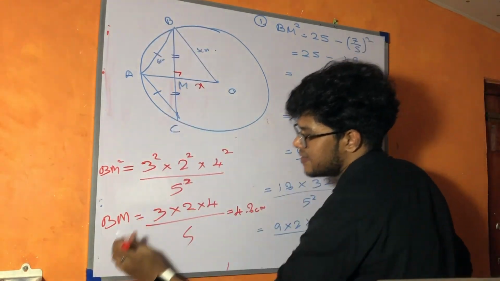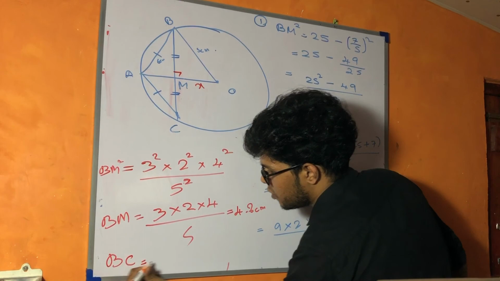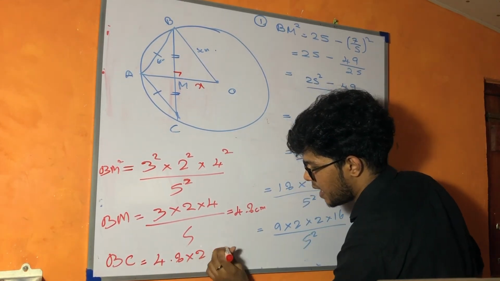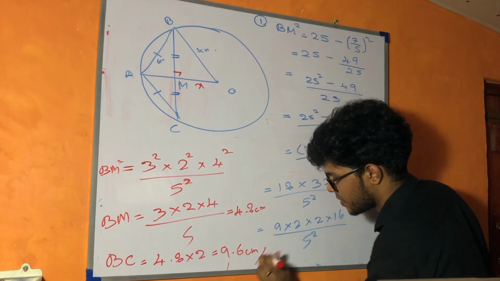So you know BC is going to be twice of that, 4.8 into 2, which is 9.6 centimeters. That is your answer.